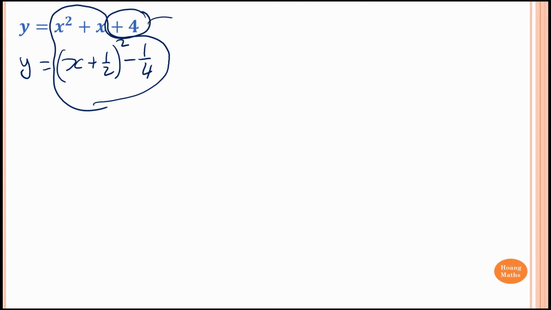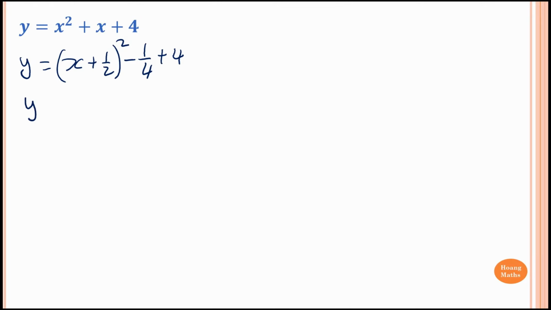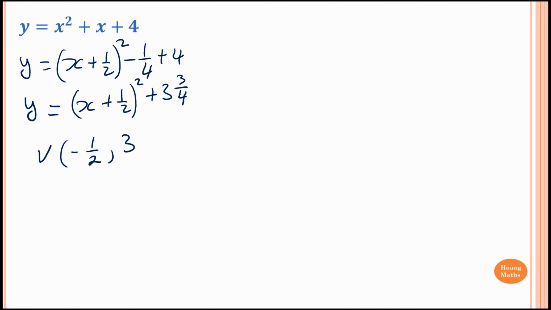Now these are the same. With plus 4, I just add plus 4. So now I can simplify this. So y is equal to x plus a half all squared, then a quarter minus a quarter plus 4. So just 4 minus a quarter, which is 3 3/4. There you go. So now the vertex is negative a half, 3 3/4.